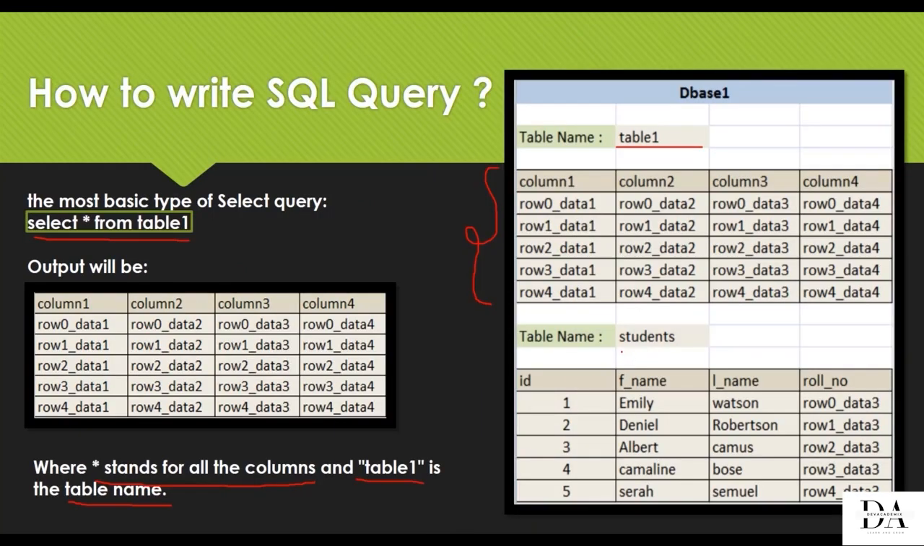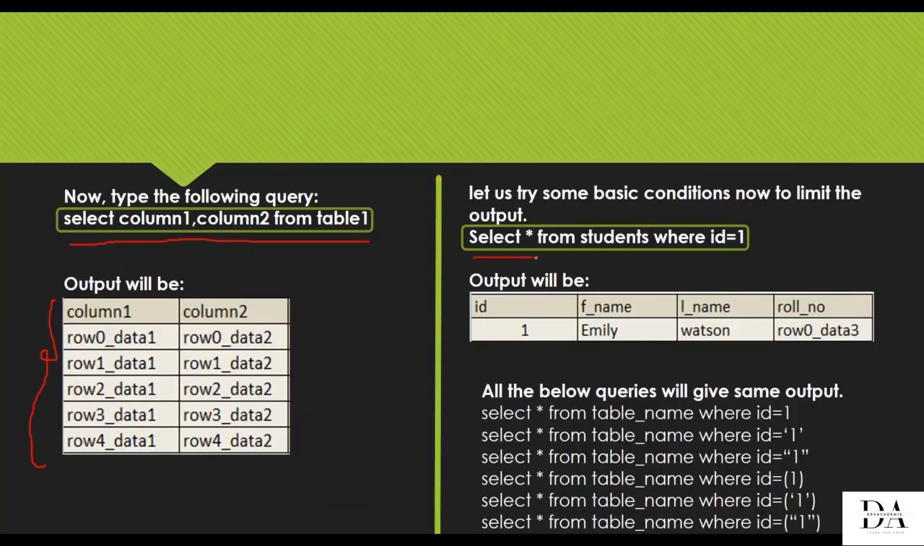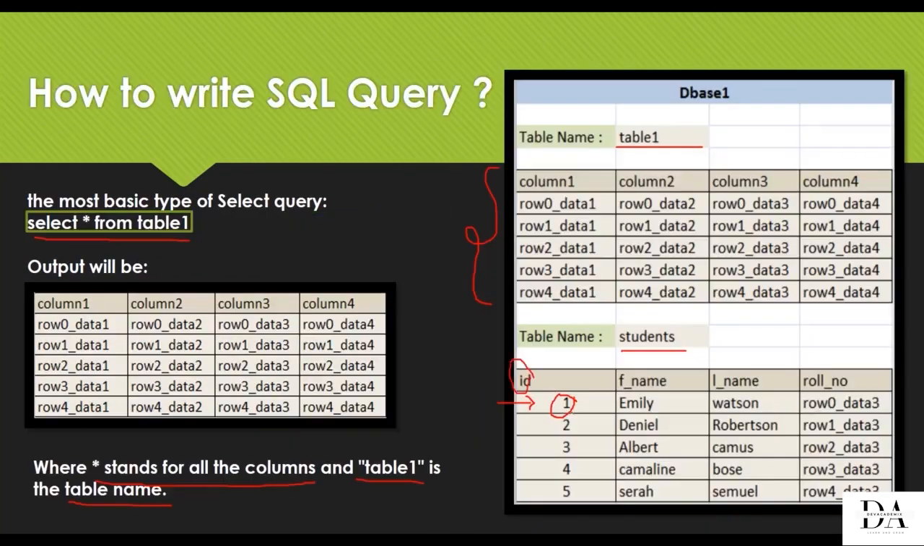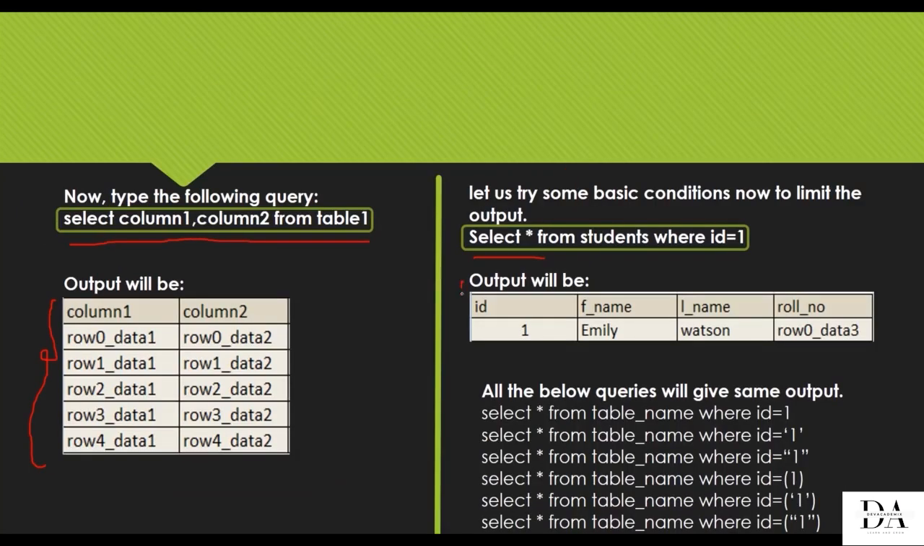Now let's look at the table students. If I want to fetch details of a person whose ID is equal to 1, what query should I use? I will use select star from student where ID is equal to 1. This query means that it will select everything from students, that is from this table, where ID is equal to 1. So it will select everything that is with ID 1 and it will give us this output.